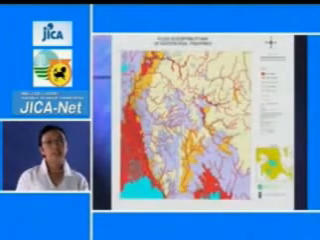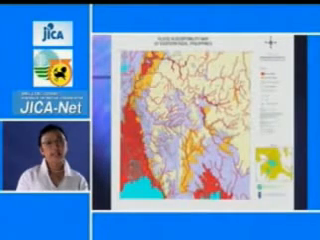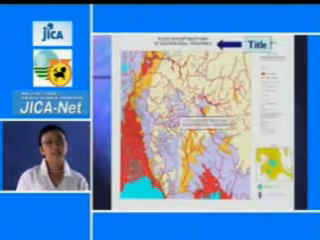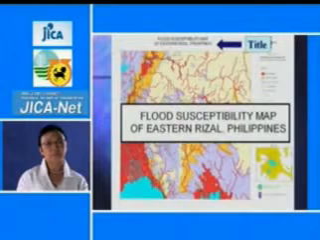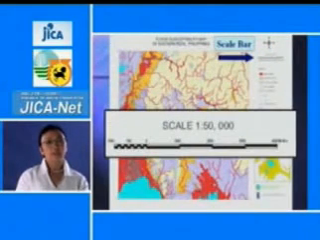This is the flood susceptibility map of Eastern Rizal Province, covering the 10 cities of Tanay, Baras, Morong, Binangonan, Angono, Taytay, Cainta, Marikina, San Mateo, and Rodriguez. And this is the title. This is the scale bar. The numbered bar in millimeters represent the distance in kilometer.